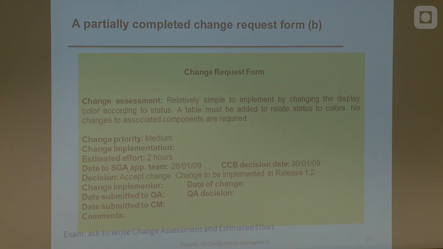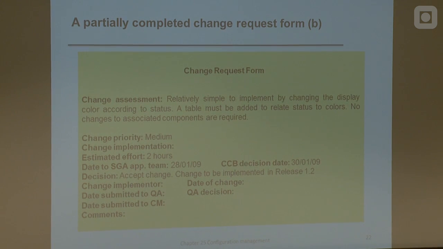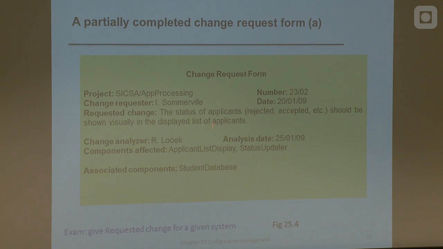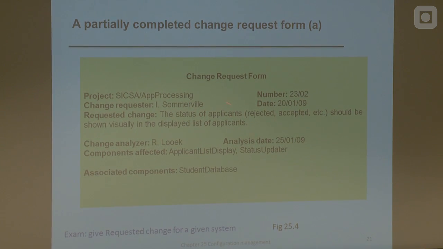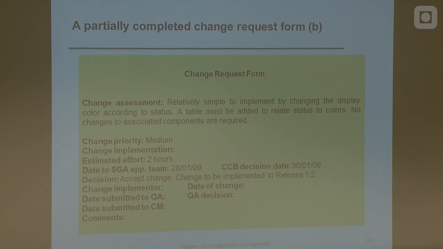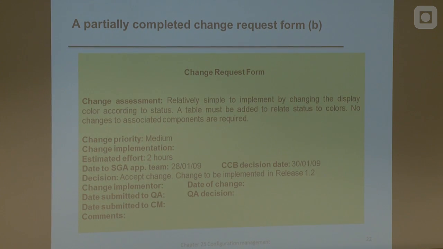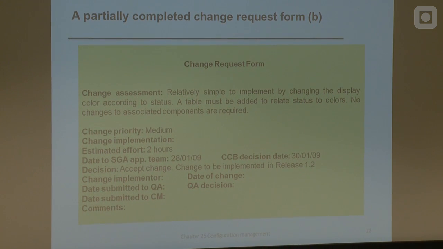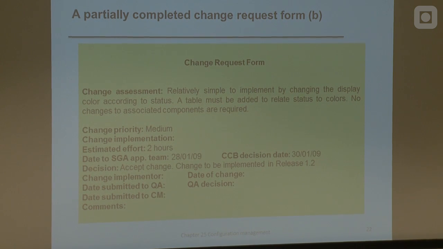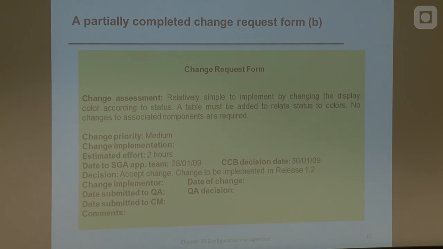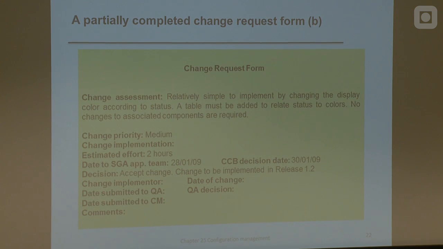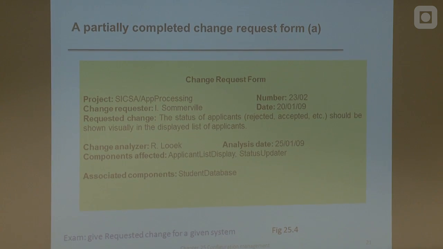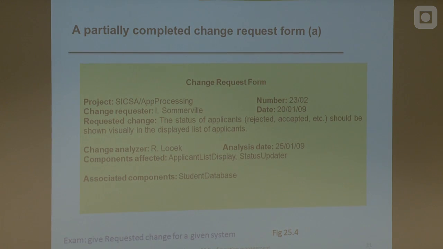I give you the description of a system, so I give you something like this, a change request form that describes which kind of requested change we want to implement, and I ask you to make a change request form that describes the assessment, the evaluation of the change. Is this change difficult? Is it possible to implement? Is it impossible to implement? How much time will it take to implement this change? So it's a kind of small project plan about a very small project that has the purpose of implementing one change.